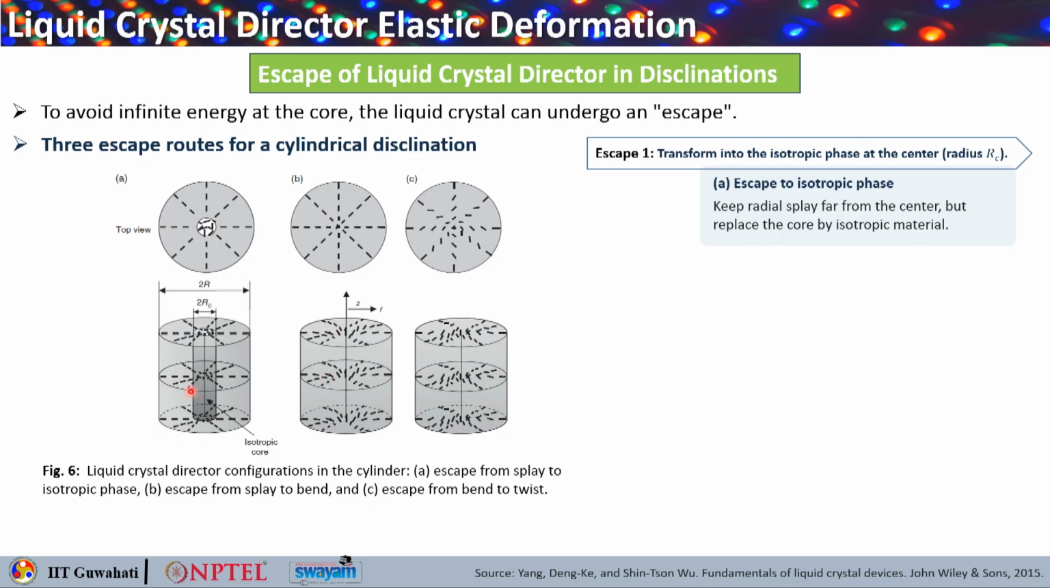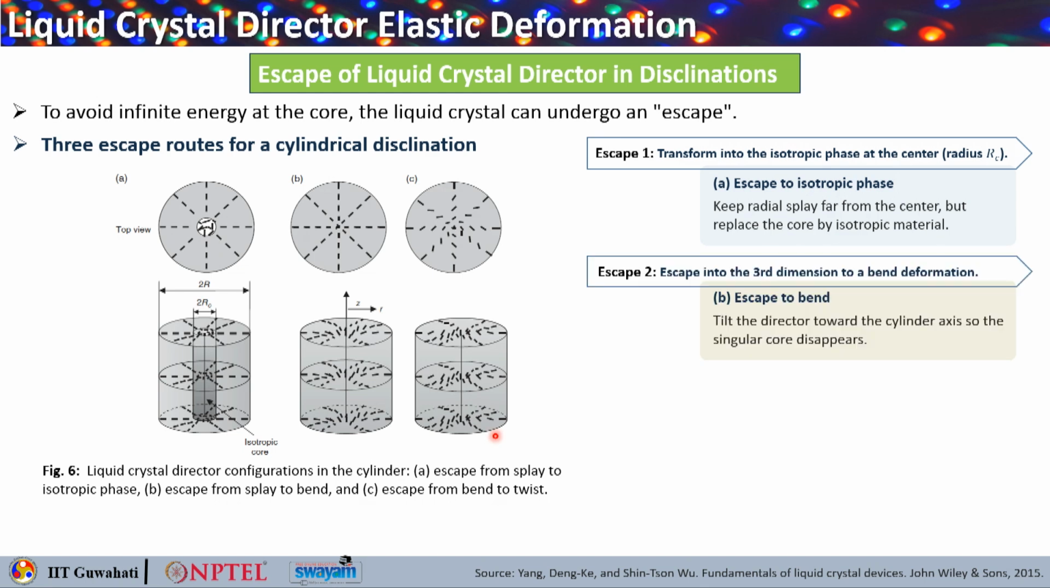Here you are basically having escape from splay to isotropic at the core. Here you have escape from splay to bend. Here you have escape from bend to twist. So, this is the first one where you can see that you are basically transforming into an isotropic phase at the center. The center radius is considered to be RC. So it basically keeps the radial splay that you see here far from the center, but it's essentially replacing the center with some sort of isotropic material.